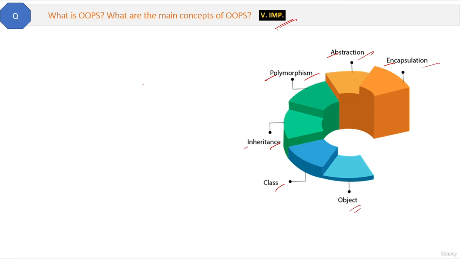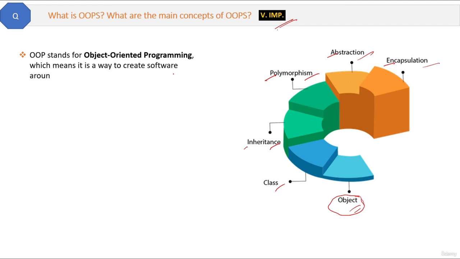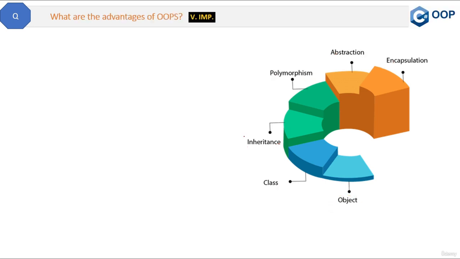Now if you see the diagram here, object is the first concept of OOPS. Therefore, OOPS stands for object-oriented programming, which means it is a way to create software around objects. And using all these concepts, OOPS provides a clear and clean structure for the software and web applications.